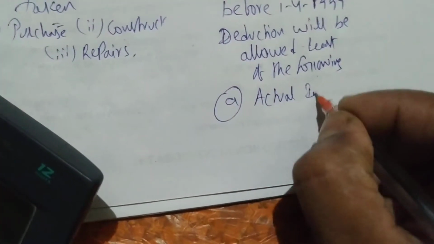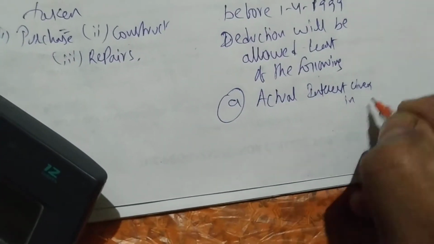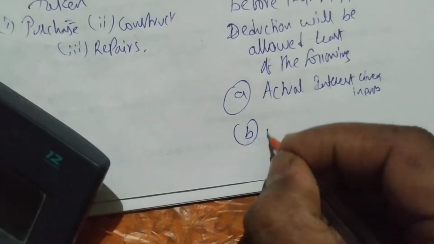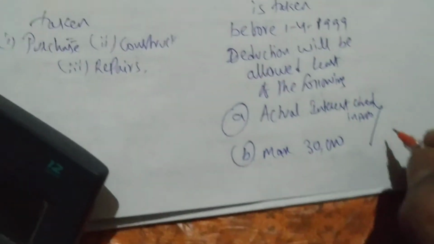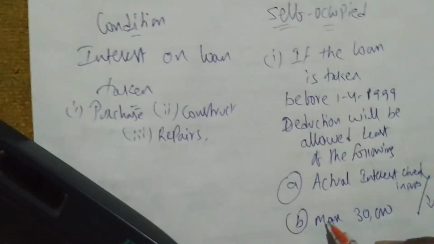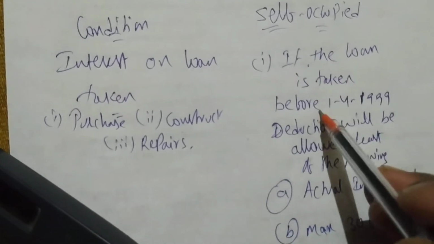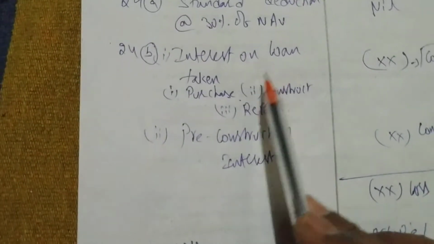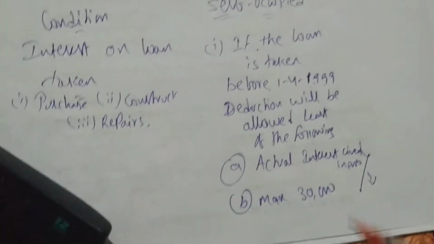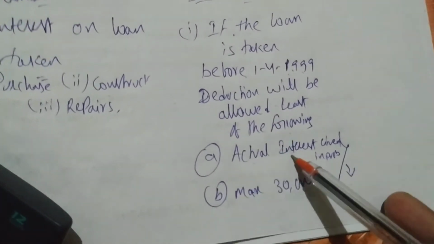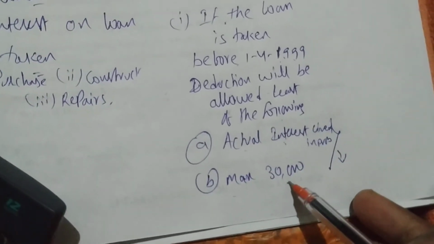A: Actual interest, this will be given in the problem. B: Max, you have to remember this max is 30,000. Whichever is less will be considered as deduction. I repeat, whenever there is an interest on loan for self-occupied property and the loan is taken before 1/4/1999, the deduction will be least of the following. What is least? Actual interest paid, which will be given in the question, and maximum 30,000. You have to remember max 30,000.